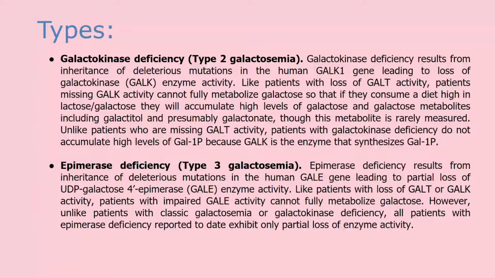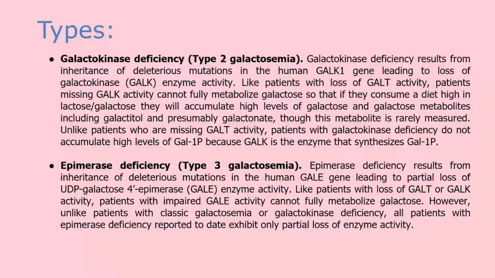And for galactokinase deficiency or the type 2 galactosemia. Galactokinase deficiency results from inheritance of deleterious mutations in the human GALK1 gene, leading to loss of galactokinase enzyme activity. Like patients with loss of GALT activity, patients missing GALK activity cannot fully metabolize galactose, so that if they consume a diet high in lactose or galactose, they will accumulate high levels of galactose and galactose metabolites, including galactitol and presumably galactonate, though this metabolite is rarely measured. Unlike patients who are missing GALT activity, patients with galactokinase deficiency do not accumulate high levels of GAL1P because GALK is the enzyme that synthesizes GAL1P.